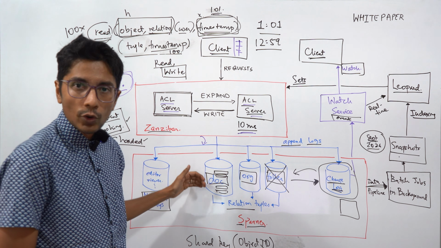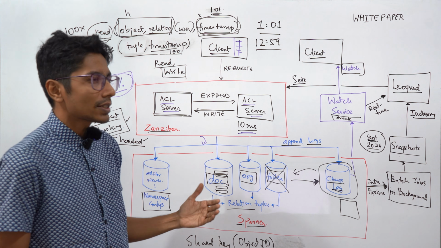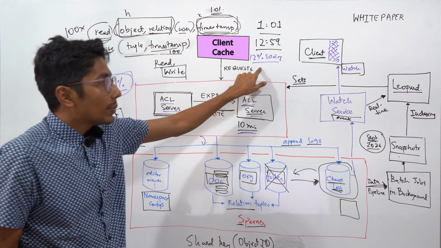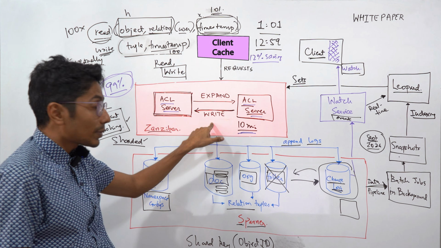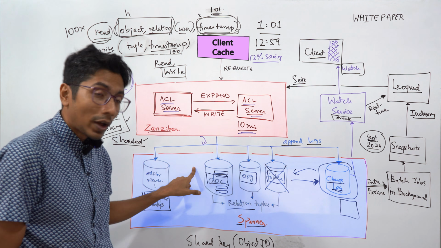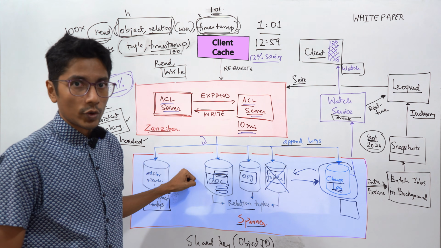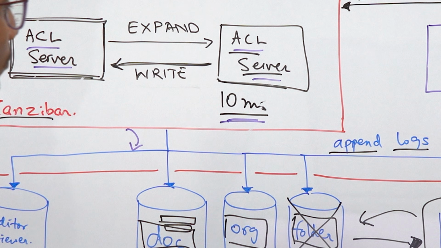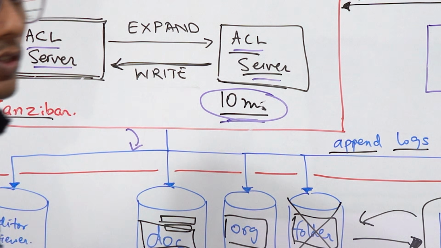So that's how requests flow in Google Zanzibar. In many ways, it's like a multi-level cache. 12% of the requests are saved here, 99% of the requests are served here, and just 1% of the remaining requests are taken care of over here. This is what helps them reduce the overall latency of the system.